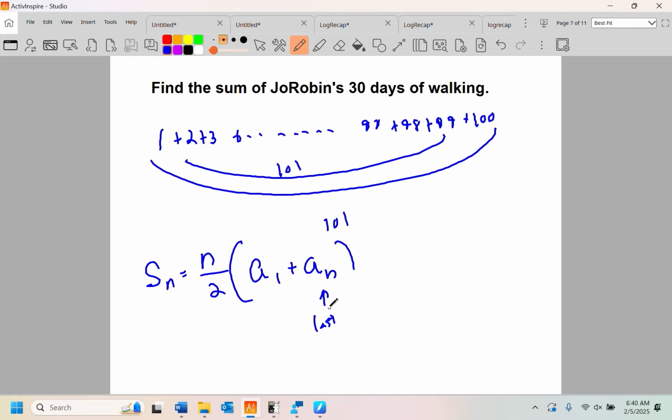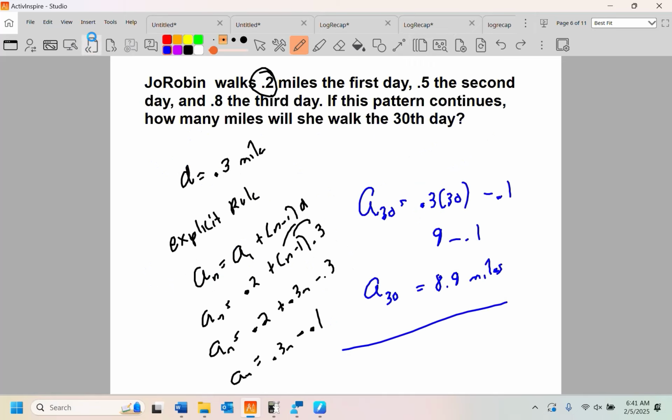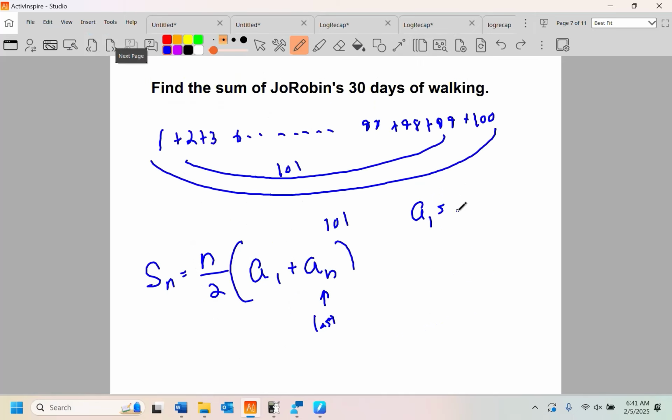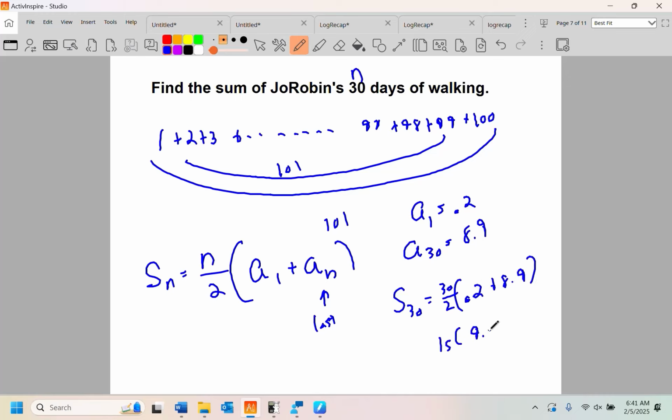So find the sum of Joe Robin's 30 days of walking. So we know that the first day, according to the text, I believe it was 2/10. And the last day was 8.9. And we're just going to plug things in. This is n. So the sum of 30 days is 30 over 2 times 0.2 plus 8.9. 30 over 2 being 15, this being 9.1. 15 nines is 145 plus 1.5, 146.5.